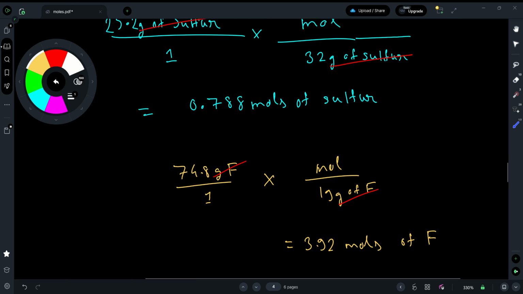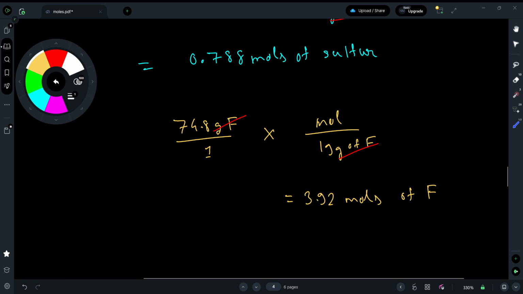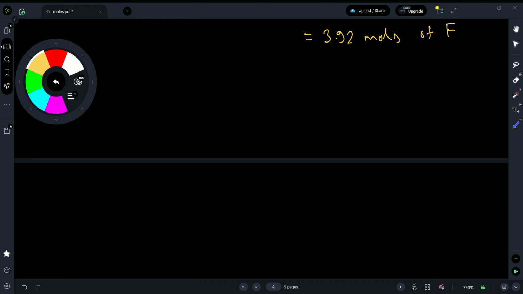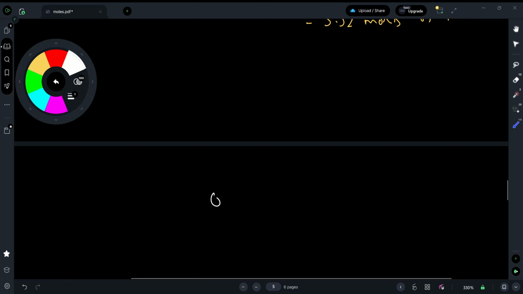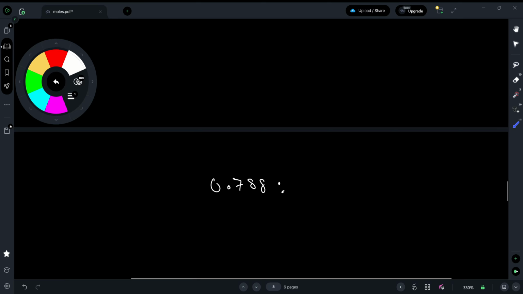So we now have our moles of sulfur and our moles of fluorine. So what we can do is we write the ratio of sulfur to fluorine, or fluorine to sulfur, whichever way you prefer. 0.788 is to 3.92. So this is our ratio of sulfur to fluorine, and these are the moles. Since a mole is a number of atoms, 6.02 into 10 to the power 23, this is 0.788 moles of sulfur, and this is 3.92 moles of fluorine.